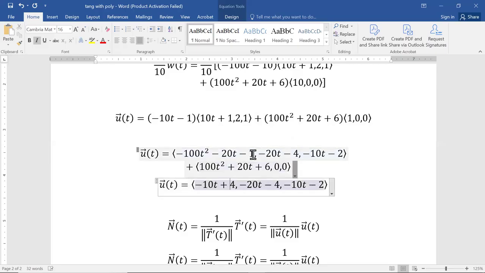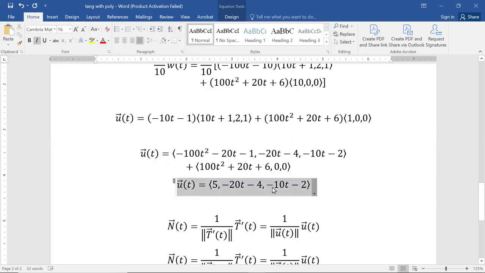Now when we combine like terms, it's even nicer. Negative 100t squared plus 100t squared gives me 0. Negative 20t plus positive 20t gives me 0. Negative 1 plus 6 gives me a 5. So if we're talking about a vector in the same direction as t prime, this is going to be that vector.